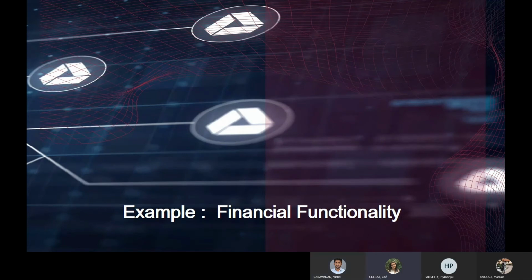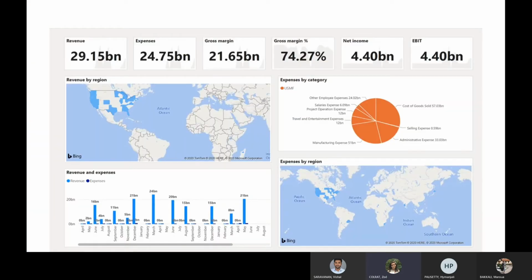So now let's focus on a concrete example where Dynamics allows maximum visibility from a financial point of view and thus be able to predict a certain level of profitability. First of all, we can see in the upper part of the report a clear account of the company's key figures: revenues, expenses, gross margin in percentage, net income, and the earnings before interest and tax. Thus, we can see the major incoming and outgoing flows.